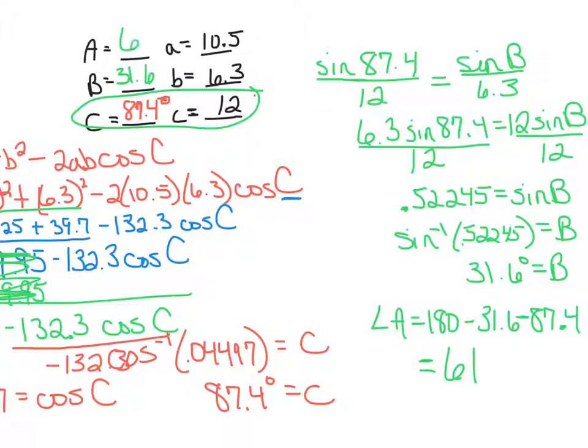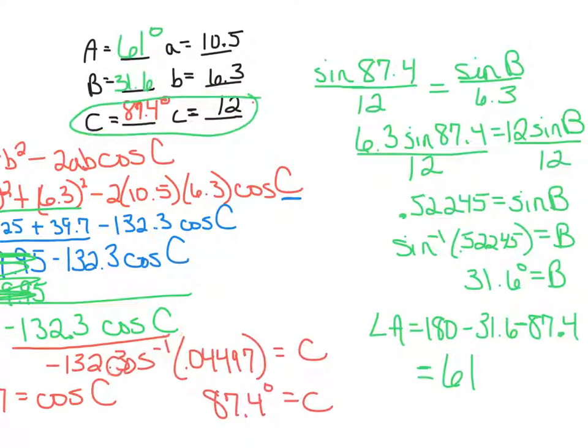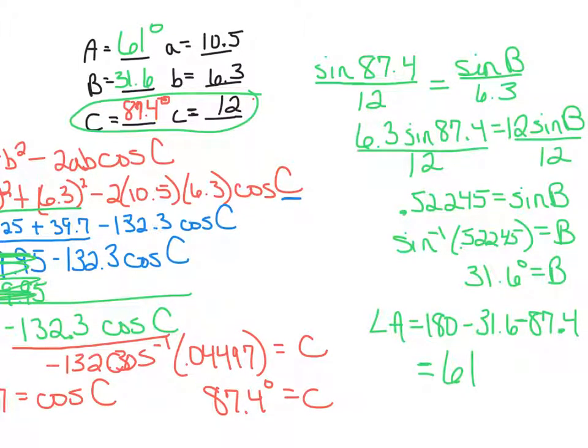And I'm going to look at my little chart up here. Whoops, I can't move it. And I'm going to see, okay, my smallest angle is B, 31.6, and it's across from my shortest side. Good. My largest angle is 87.4, and it's across from my longest side, 12. And that's the way it should be. And so that is it for 14.1 and 14.2.